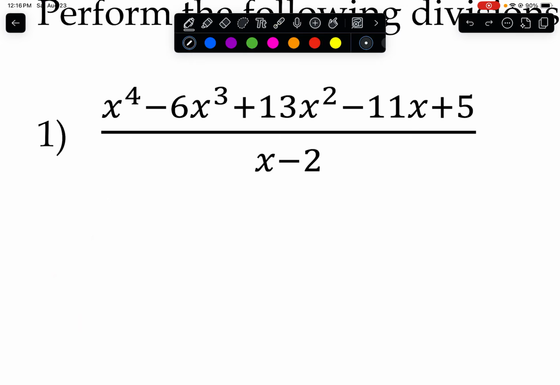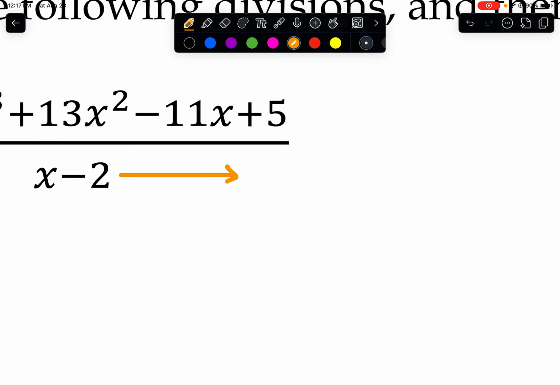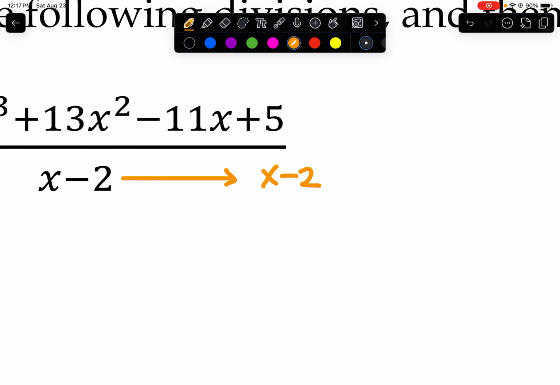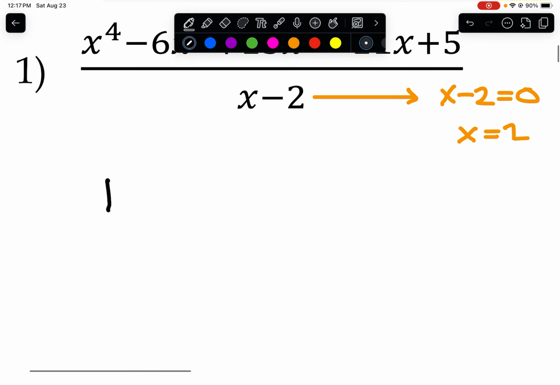So when I look at my division here, I can see in the divisor, I'm dividing by a linear. That tells me I can actually do synthetic here. So when you do synthetic, you're going to take your divisor and set it equal to 0. So I'm going to do x minus 2, set that equal to 0, and that's going to give me a solution of positive 2. So that 2 is what we're going to use for our setup in synthetic.